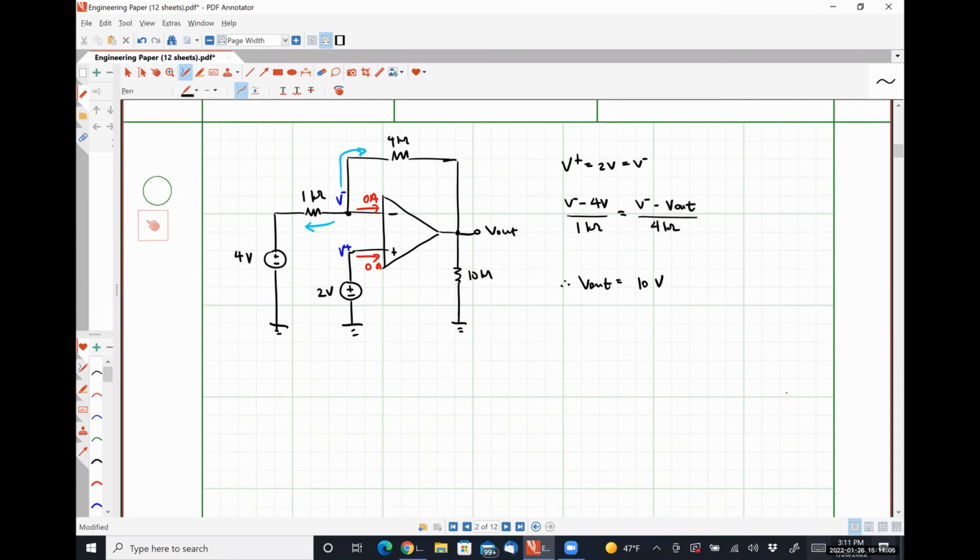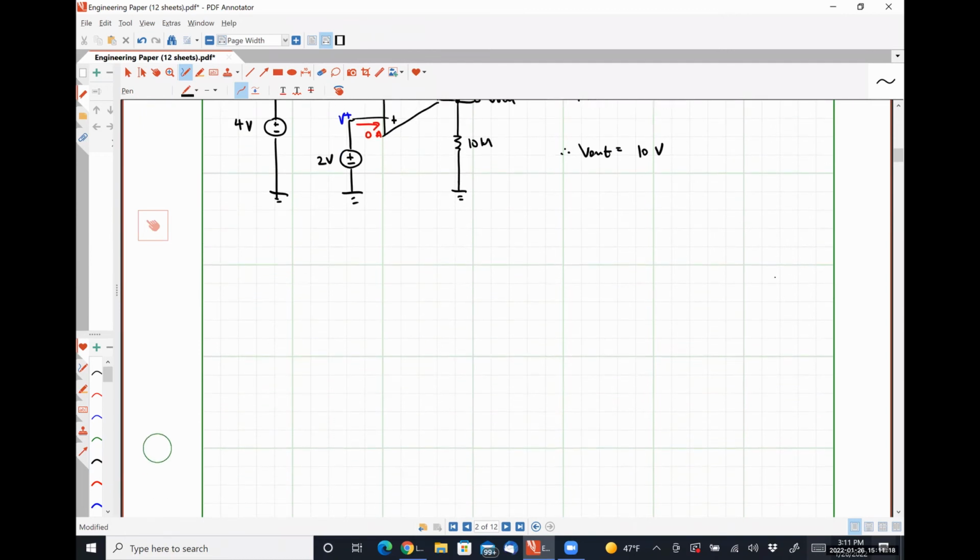Let's do something. I'm going to draw probably the hardest question I could give you on an exam dealing with op amps. If you look at my old test, you'll probably see something very similar to this.